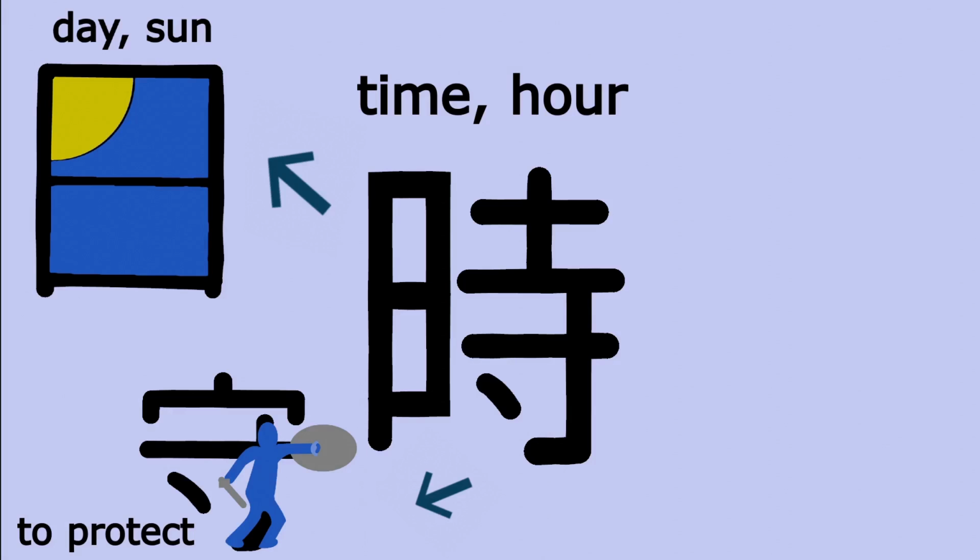Daylight saving time. Now, the kun reading is toki, and that's rather easy to remember because we can associate it to tick tock, time, toki.